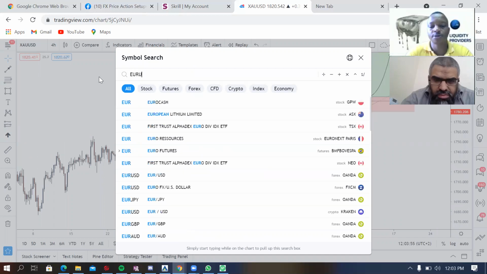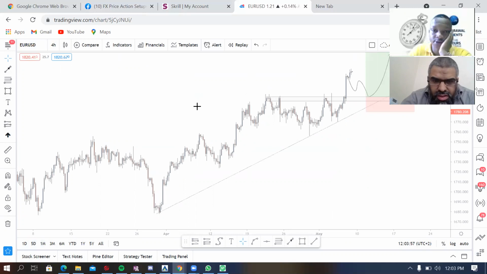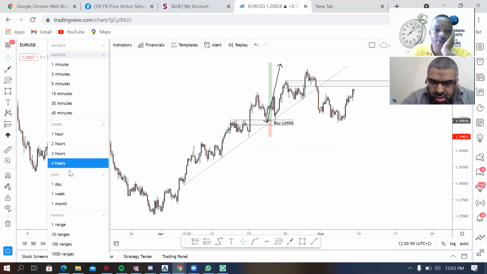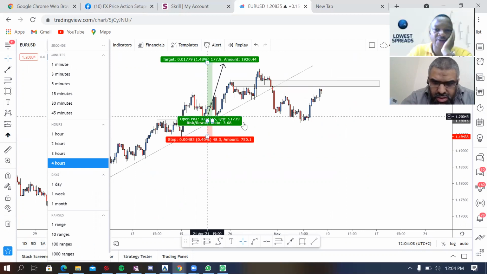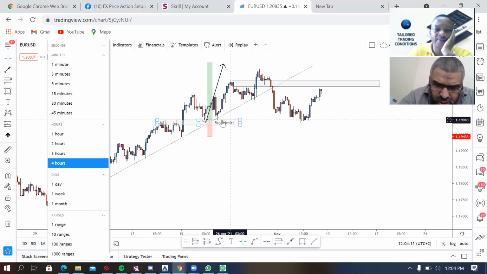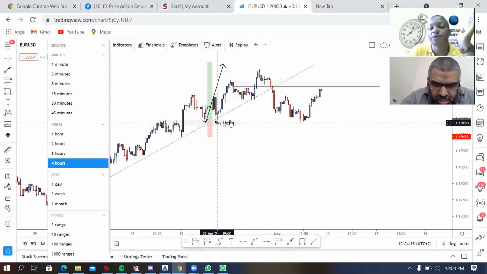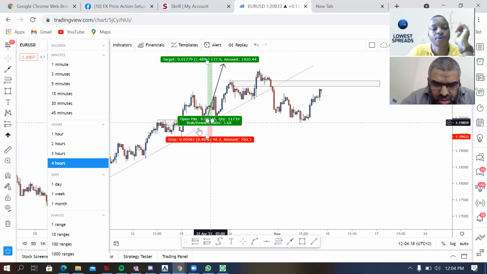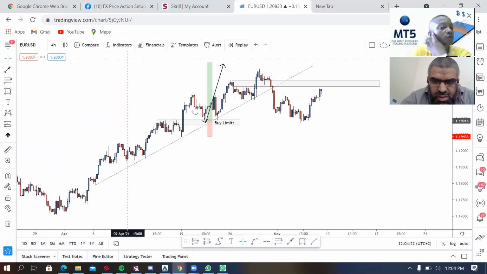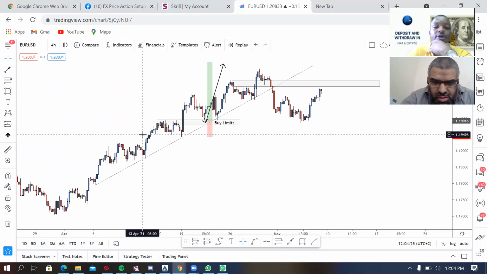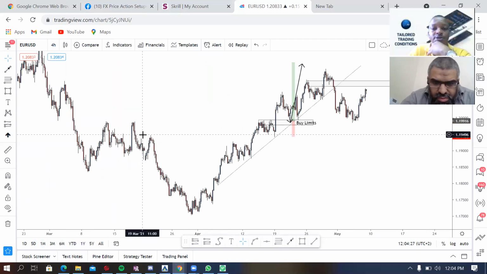Let's see what the Euro USD is giving us. Okay, let's check it on daily. I think it may go down, it might go further down. Your buy limit must always be on the order block, inside your order block. I don't know how many you're gonna place, but you must always place it inside your order block. Okay, let's see what you can get here.